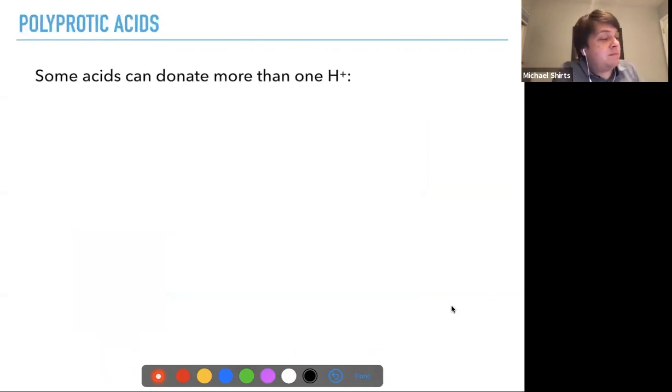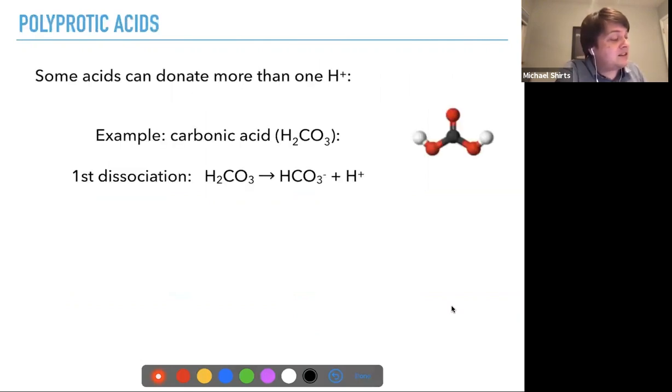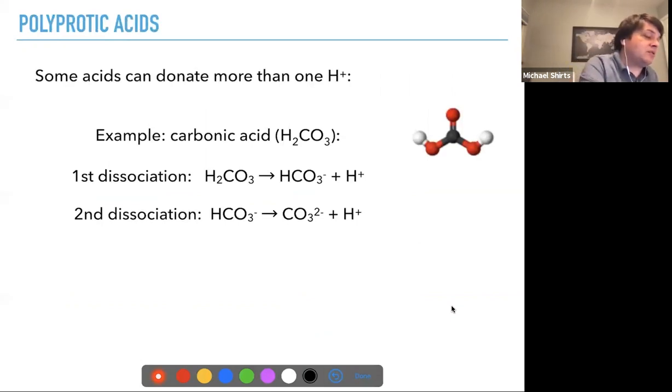Okay. Polyprotic acids are important. Some acids can donate more than 1 H+. For example, carbonic acid: the first dissociation, the first H+ coming off, you'd get HCO3- plus H+, really hydronium, but sometimes we use H+ as a shorthand. The second dissociation would leave a carbonate ion. So the HCO3- is a bicarbonate ion. I don't know why it's bi when there's 1 hydrogen. Some of the names are weird. But HCO3- dissociates to produce the carbonate ion and H+.